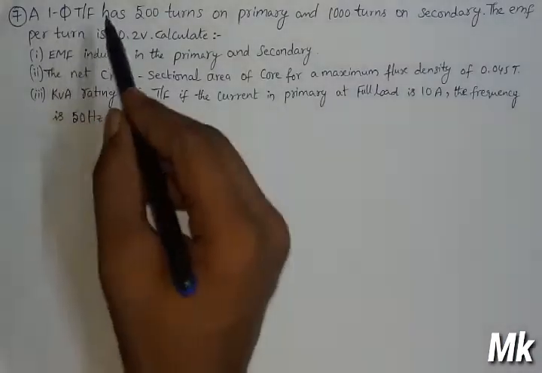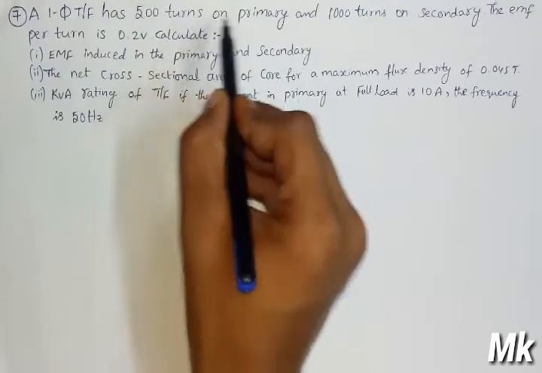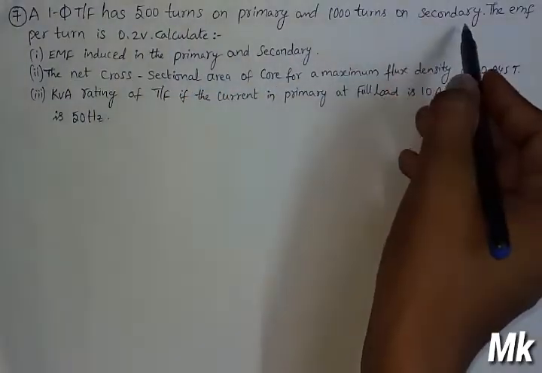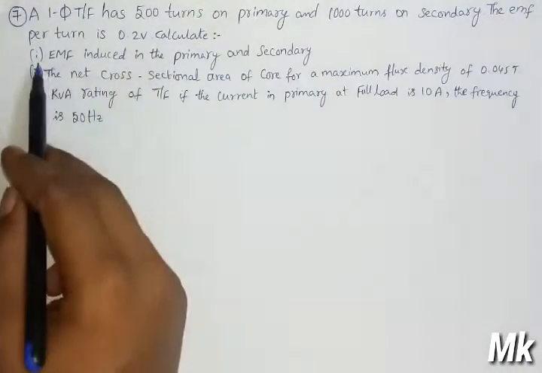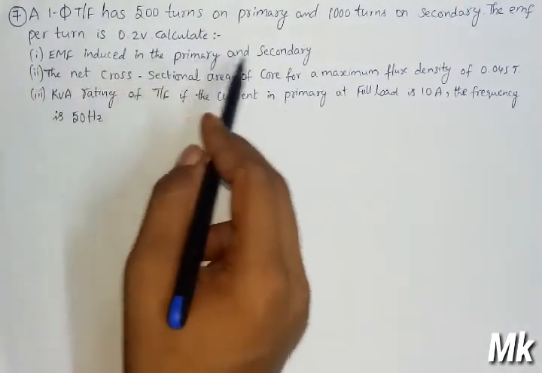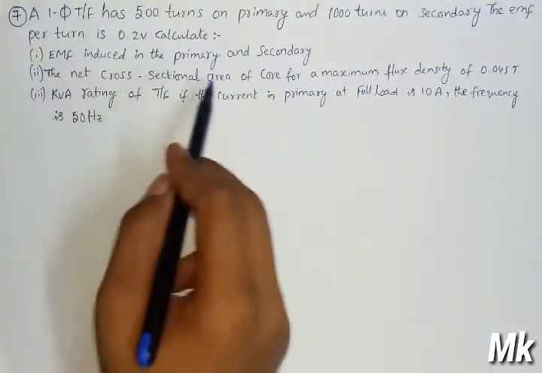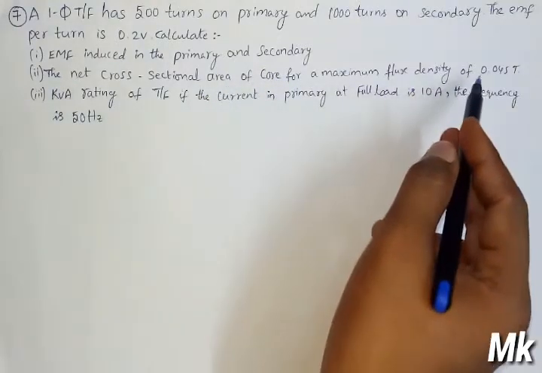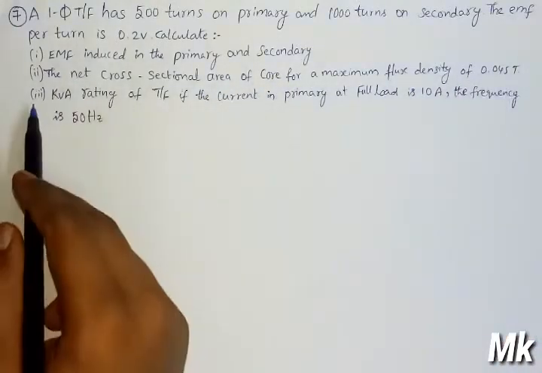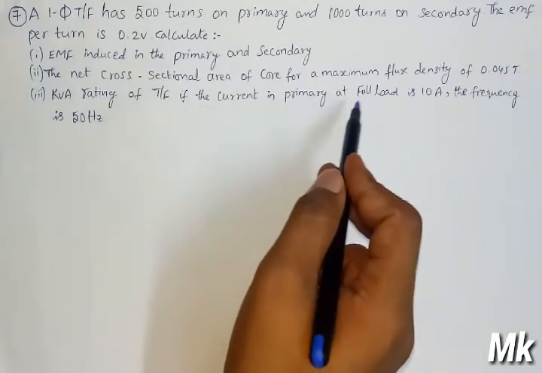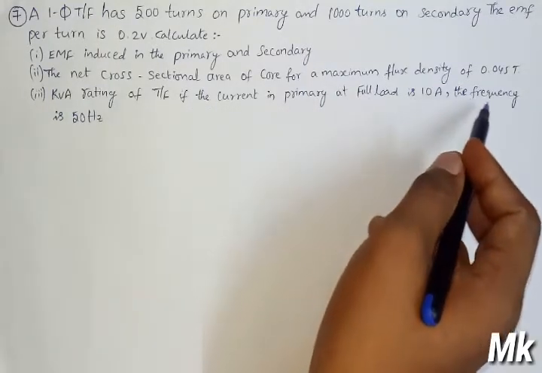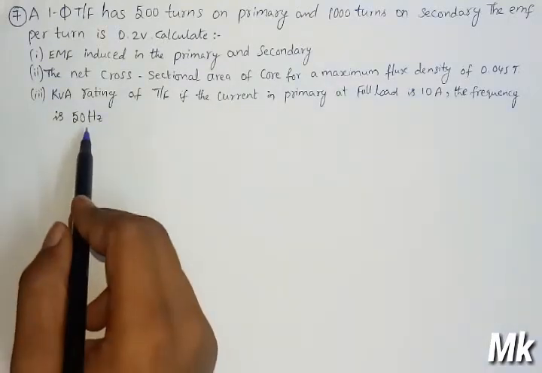Here the seventh problem is: a single phase transformer has 500 turns on primary and 1000 turns on secondary. The EMF per turn is 0.2 volt. Calculate 1. EMF induced in the primary and secondary. 2. The net cross sectional area of core for a maximum flux density of 0.045 Tesla. 3. kVA rating of transformer if the current in primary at full load is 10 amps. The frequency is 50 Hz.